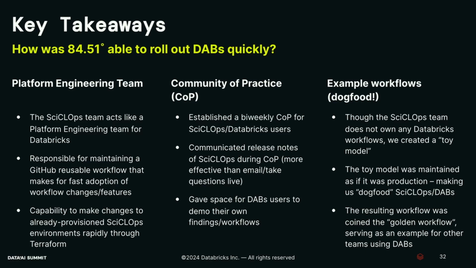So over time, as we were making changes to Cyclops, we were able to introduce these new bundle changes to the community of practice, get feedback, and then make changes as needed. And finally, example workflows or dog food. As we were making changes to our GitHub Actions reusable workflow especially, we forced ourselves to come up with a product, even though it wasn't actually used by the company, just to test our own changes and see if we liked them.